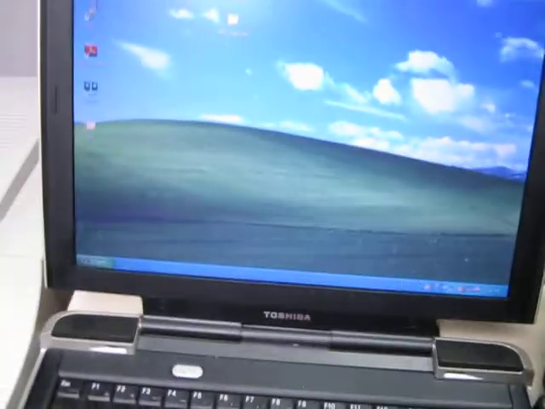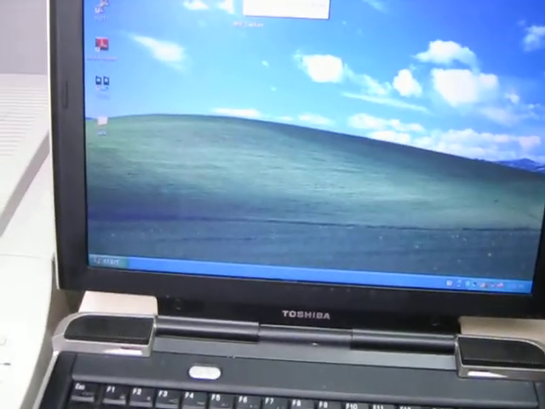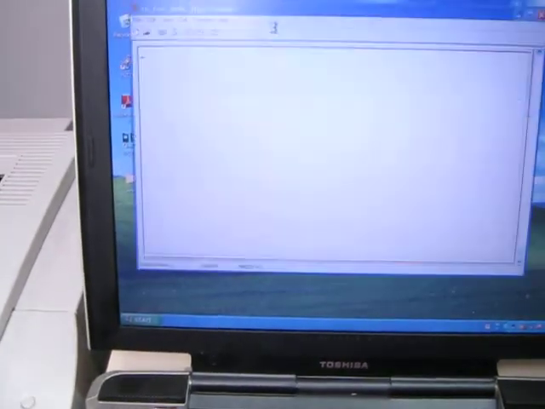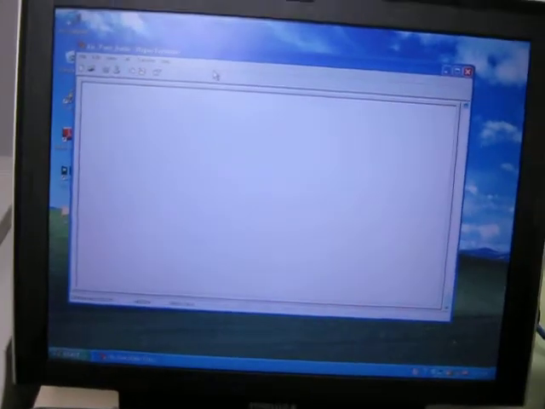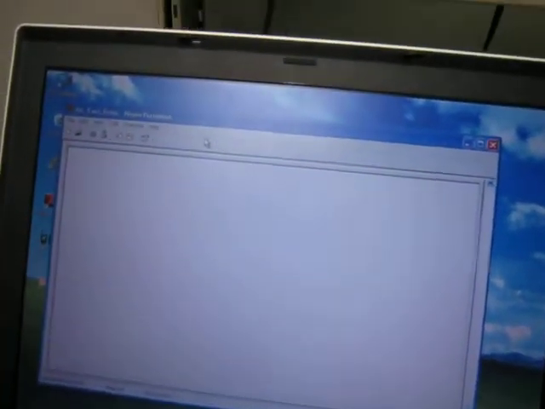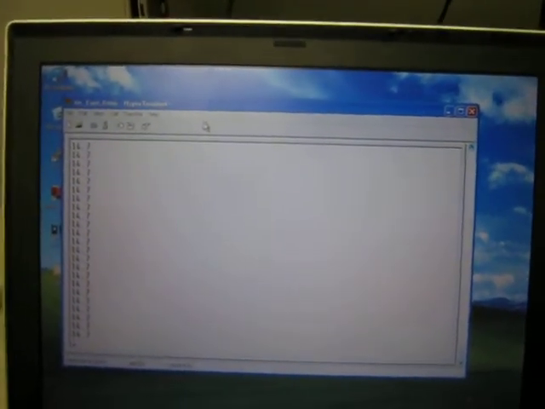So let's open up our Hyperterm. Turn on our air-fuel ratio gauge, and there's our data.